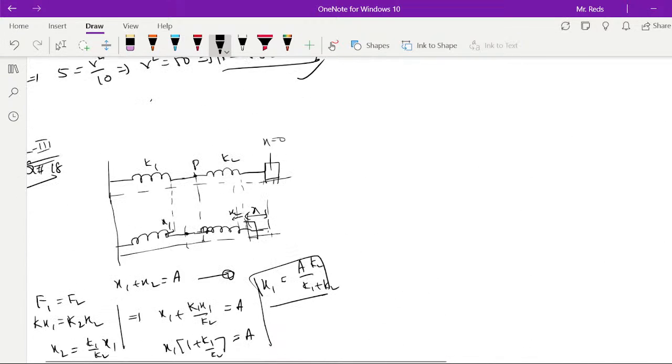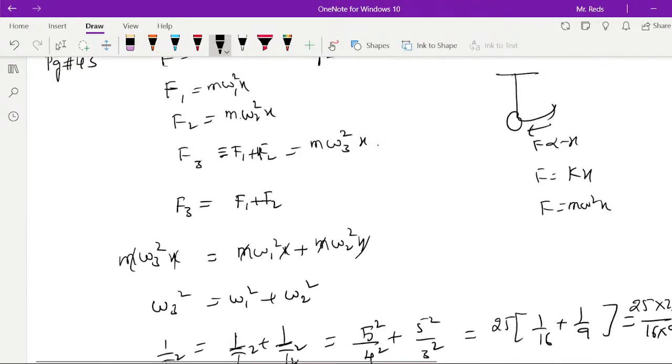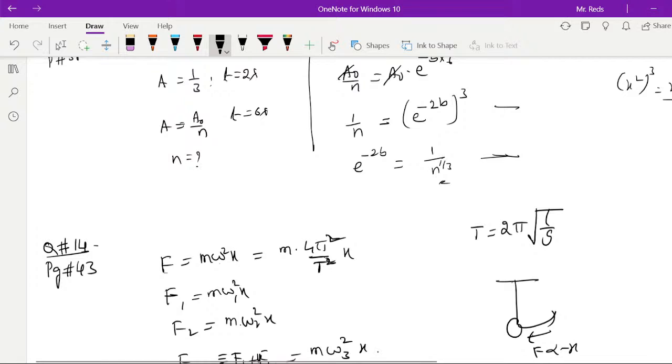Question number 14, page number 43. So the question is, due to some force F1, a body oscillates with a period of 4/5 seconds, and due to another force F2, it oscillates with a period of 3/5 seconds. If both forces act simultaneously in the same direction, then the new period is?